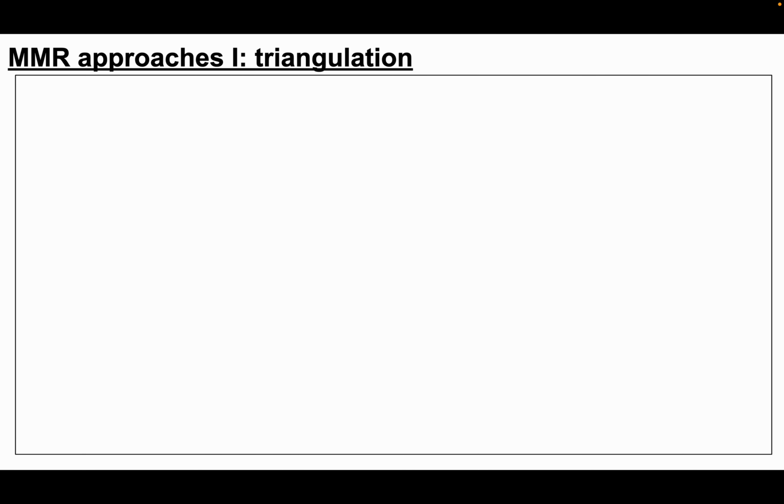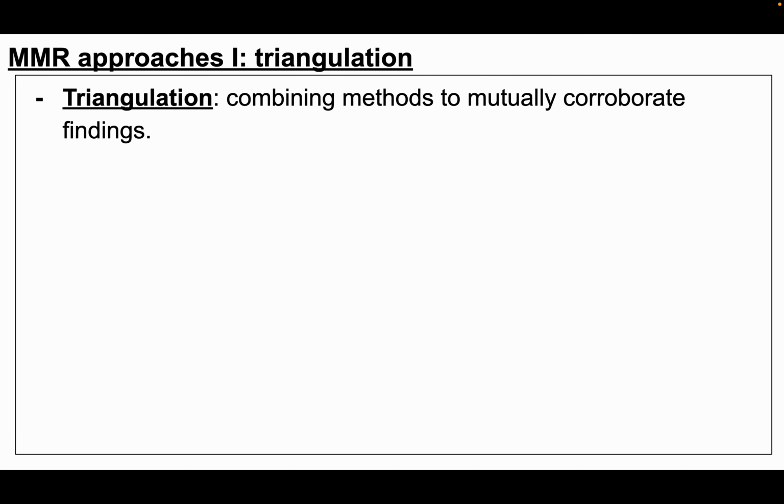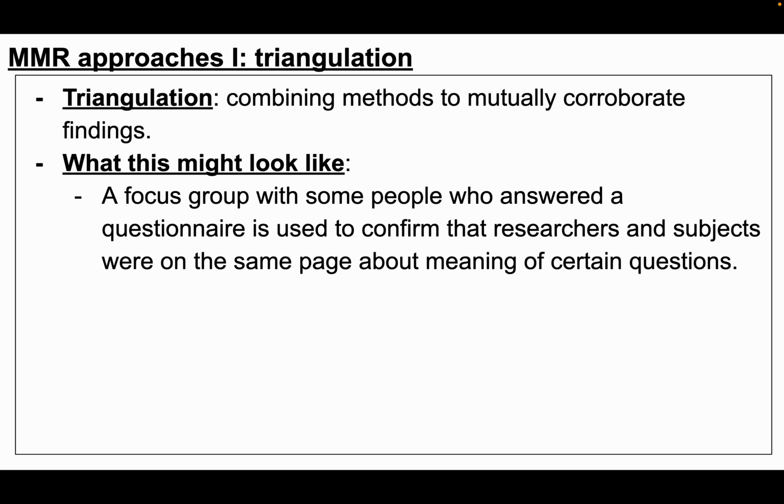So one of the first approaches to mixed methods research, you might try what's called triangulation. What this looks like is combining methods to mutually corroborate findings. So what this might look like in practice, a focus group with some people who answered a questionnaire is used to confirm that researchers and subjects were on the same page about the meaning of certain questions.